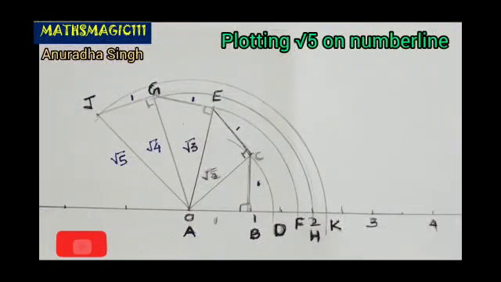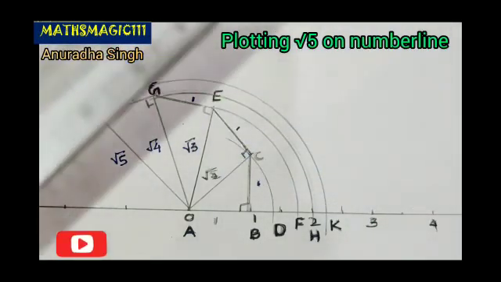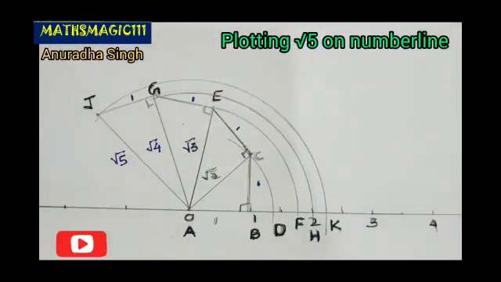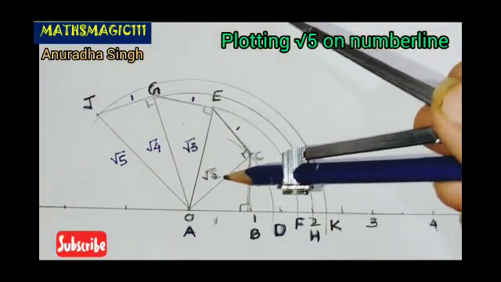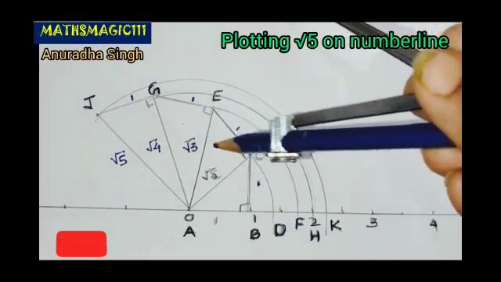Learners, we have already done plotting of root 2 and root 3 in the previous video. So welcome to Maths Magic 111, and today we'll be doing plotting of root 5 on number line. As I have already told you, you need only compass, pencil and scale for this, and we have already plotted root 2, you can see, and in the previous video you can also see the process, and root 3.